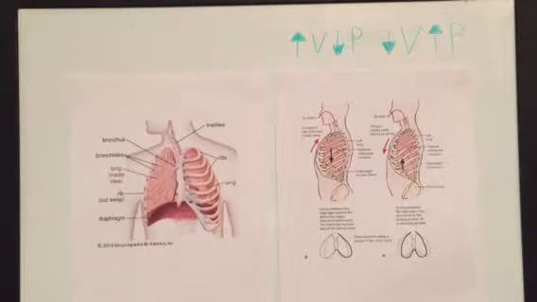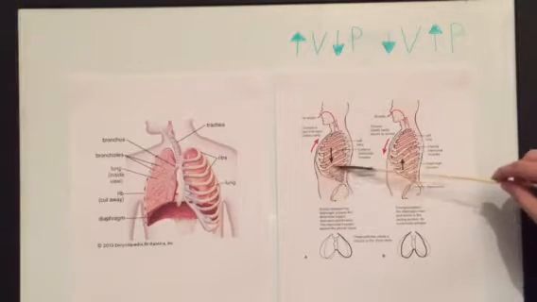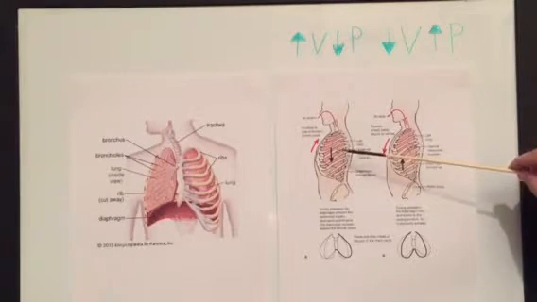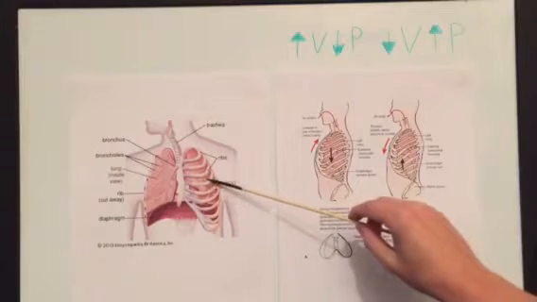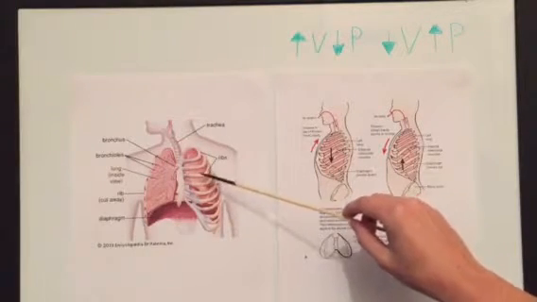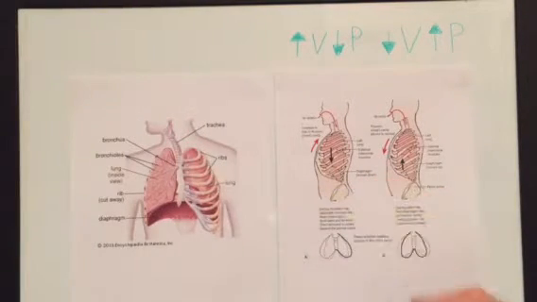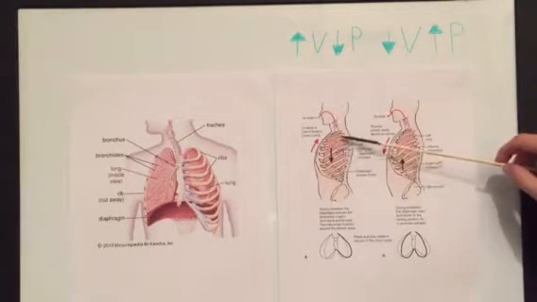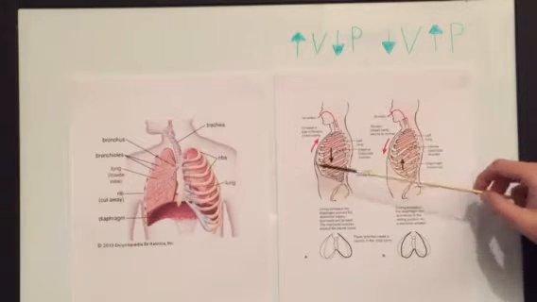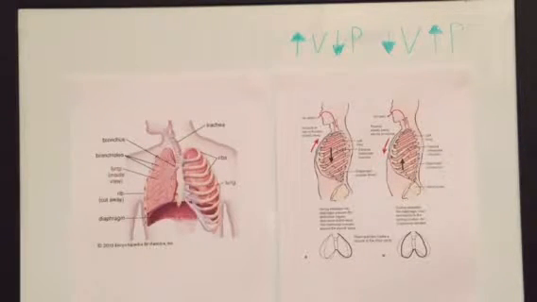So as the diaphragm contracts, it will move downward, as shown by this arrow right here. So the muscles between the ribs and the ribs will also contract, and air will be drawn into the body, causing this cavity right here, also known as the thoracic cavity, to expand and increase in size.